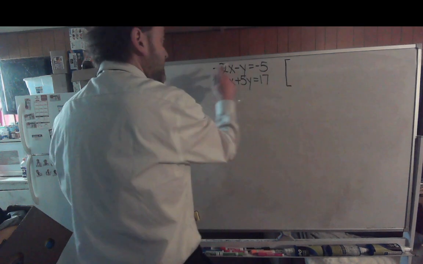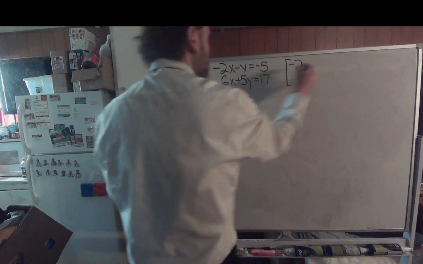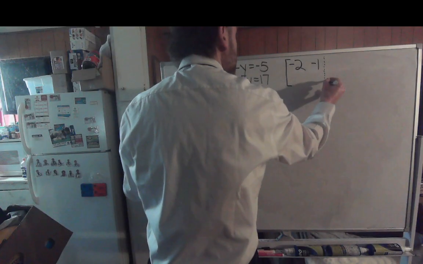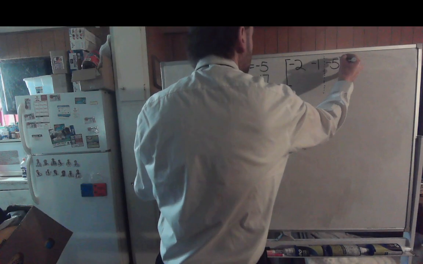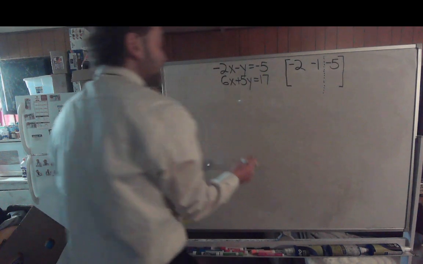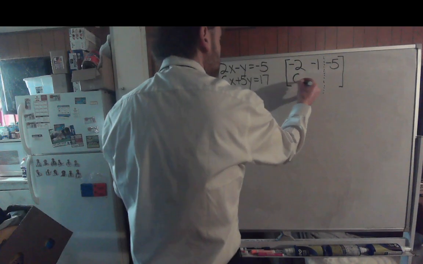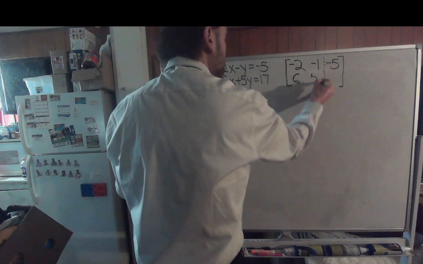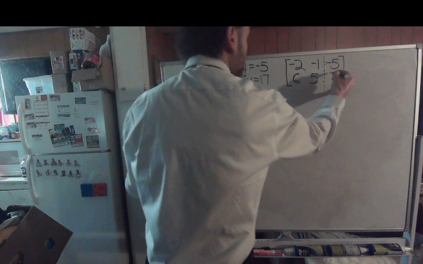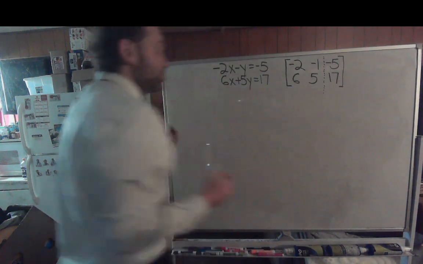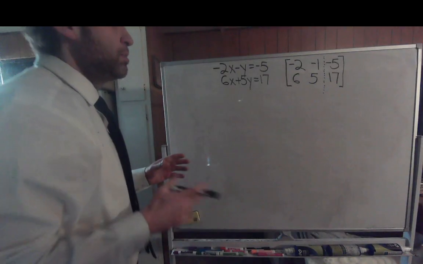So take the -2 on the x, the -1 on the y, then form your augmented line. Okay, put that -5 to the right of the augmented line. Now in your second row, take that 6 on the x, that 5 on the y, then put that 17 to the right of the augmented line. There's your matrix to represent the system.